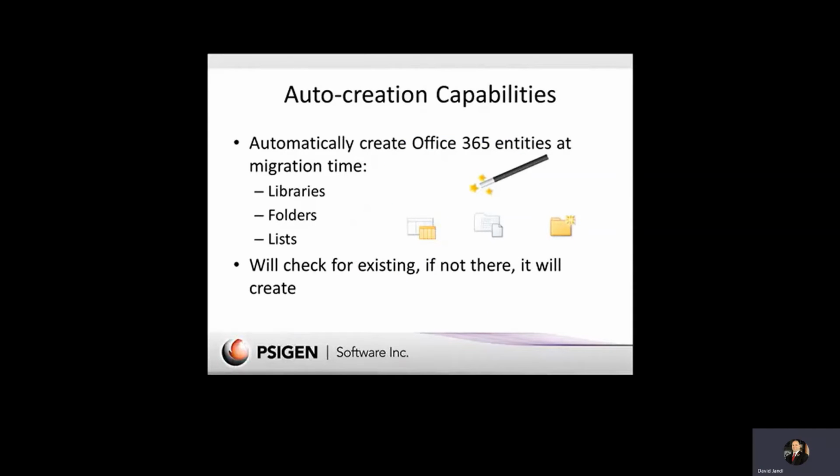Okay, we've also got auto creation capabilities. So in the SiteCapture product, in configuration, you can set it up so that upon the initial migration to Office 365, we'll auto-generate libraries, folders, and lists. So we'll first check for their existence. If they don't exist, we can auto-create them as long as we have the rights and permissions within the Office 365 environment.